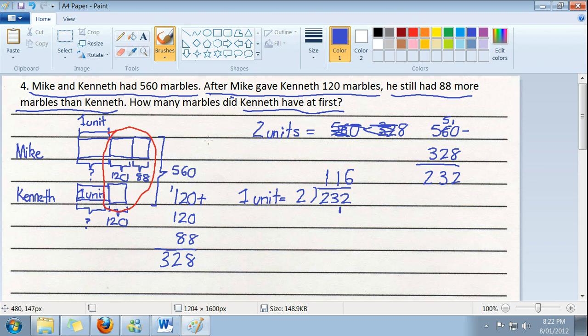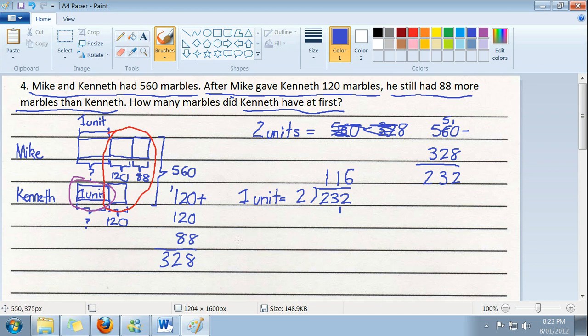Now let's have a look. Let's go back to the question, see what the question is asking us. The question is, how many marbles did Kenneth have at first? If I circle this a different color, the bar that I circle in purple means how much Kenneth had at first. Because you need to remember, the reason why there's 120 here was because Mike gave it to him. Okay? So now we can answer our question because we found out what 1 unit equals to. In other words, this is 116 and this is 116.